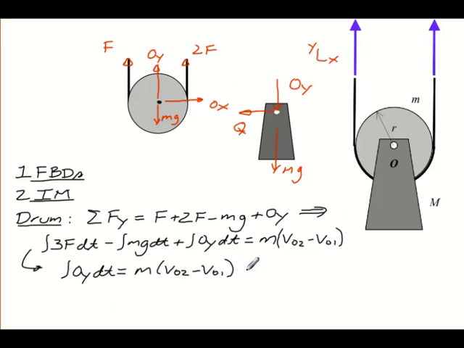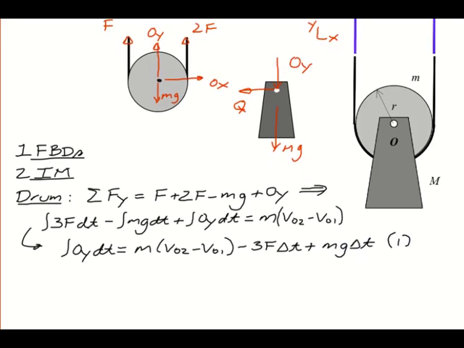I've got the integral of 3F dt, which I'm going to bring to the other side, so that's going to be 3F delta t, because F is a constant force. Likewise, the weight is going to give an mg delta t. So this is my first equation, which is coming from the linear impulse equation for the drum.